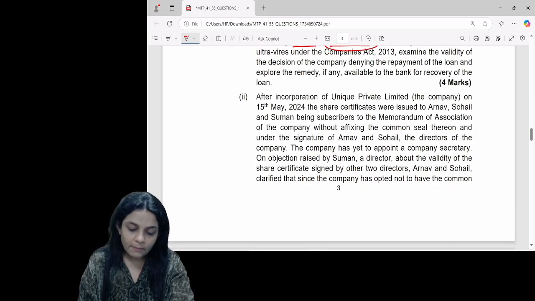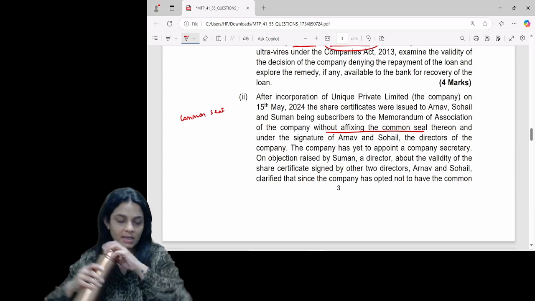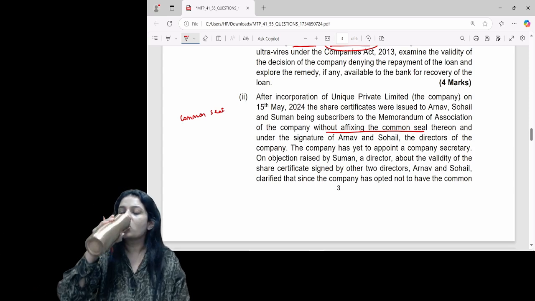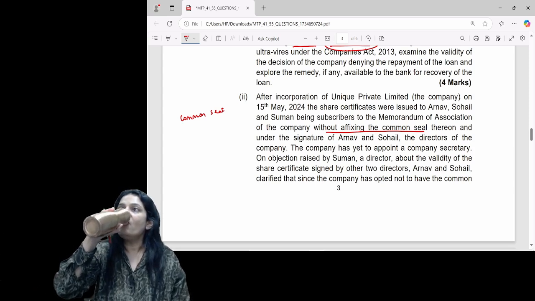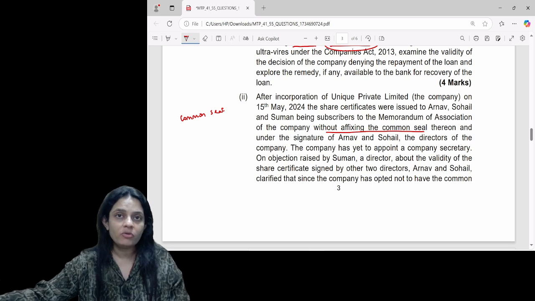After incorporation, on 15th May, the share certificates were issued to Arnav, Sohail and Suman, being subscribers to the MOA, without affixing the common seal. So there is this one provision that if you have a common seal, the document must have your company's common seal. However, we know common seal is not mandatory.